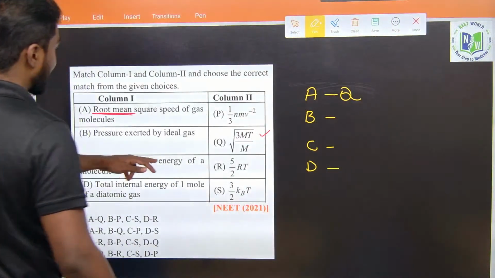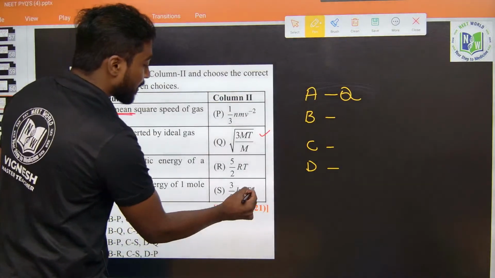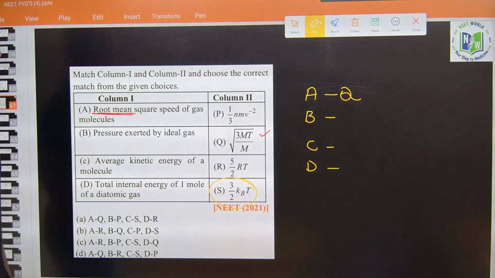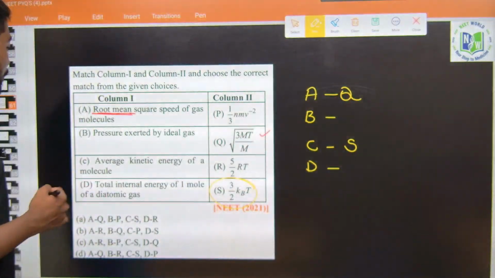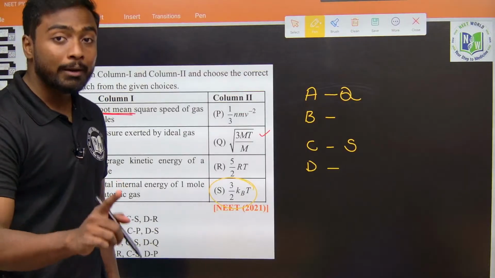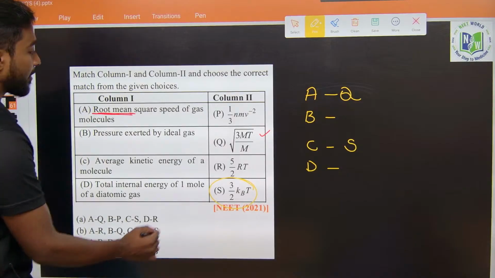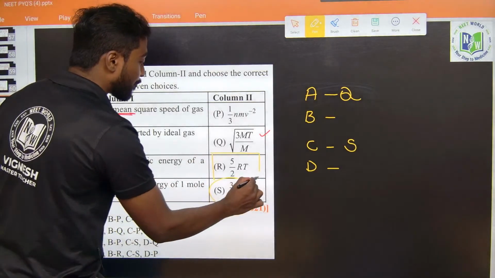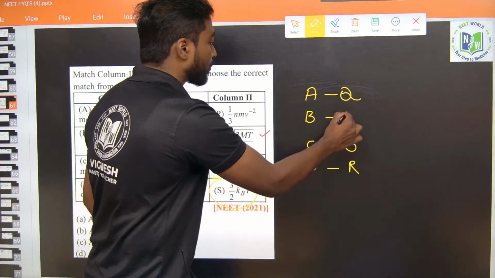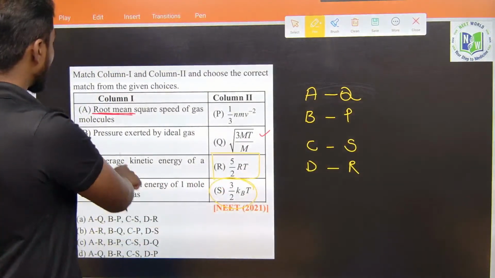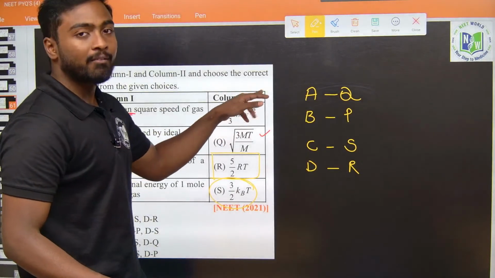Average kinetic energy of a molecule, obviously 3 by 2 kT, right? What about the total internal energy of diatomic gas? It is obviously 5 by 2 RT. So this is R. So what is the left out thing? It is P. So pressure exerted by ideal gas is 1 by 3 N m v power minus 2.